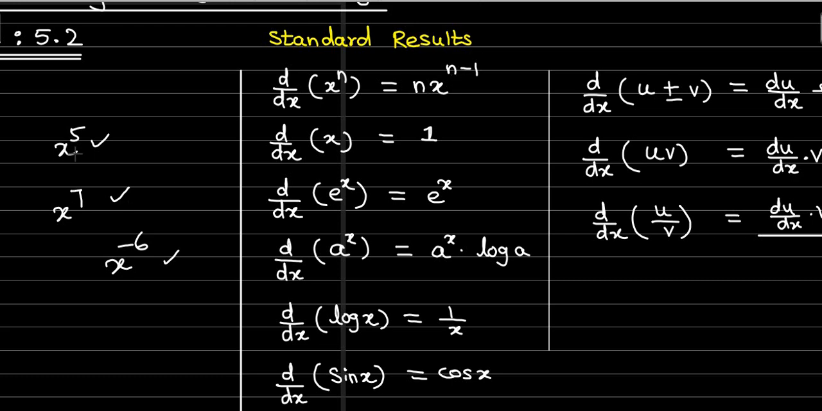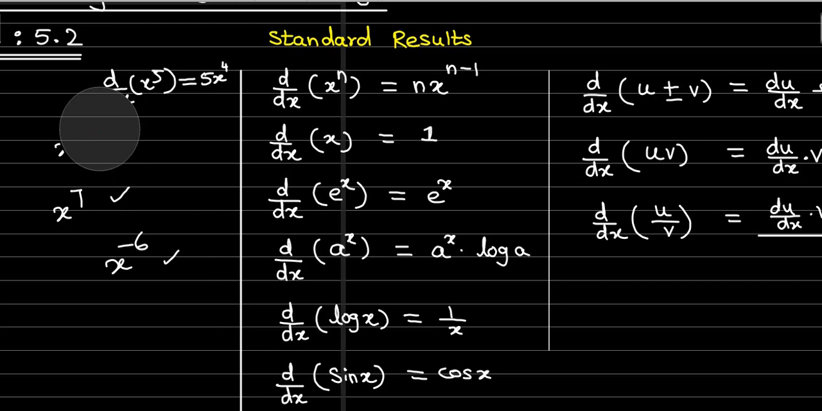Then what happens if you differentiate x power 5? Differentiating x power 5, we use the formula. 5 you have to bring as a coefficient. Then the power we have to reduce by 1. Then 5 minus 1 gives you 4. That's all the differentiation. So x raised to any numerical value, we have to use the first formula.